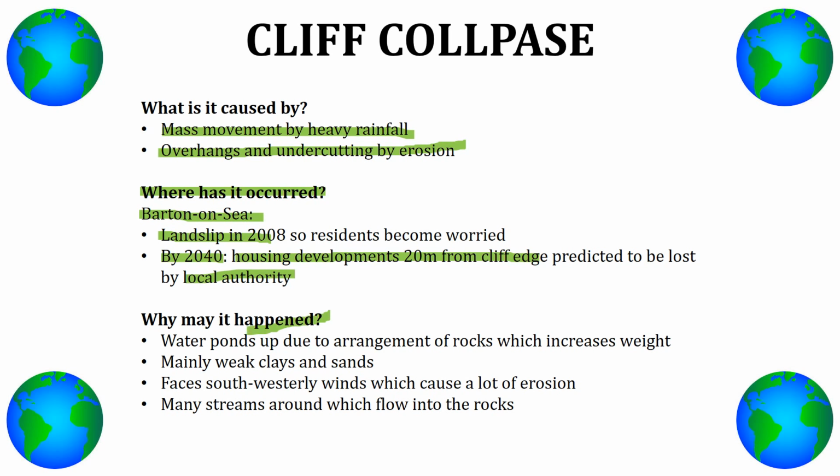And why may it happen? Well, water ponds up due to the arrangement of rocks, which increases weight. As I said before, if you have permeable rock, the water from rainfall ponds up in it and increases its weight. It usually occurs in weak clays and sands because these are permeable. In Barton-on-Sea, for example, it may have occurred because it faces southwesterly winds, which cause a lot of erosion because of the pressure. And there are many streams around Barton-on-Sea which flow into the rocks, and again the water increases its weight, causing the cliff to collapse.